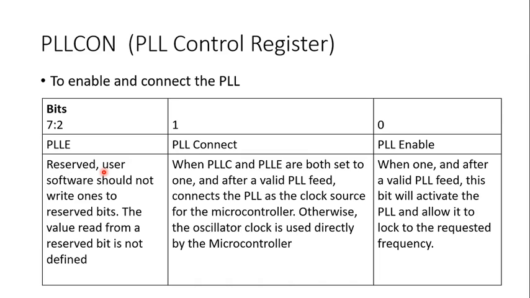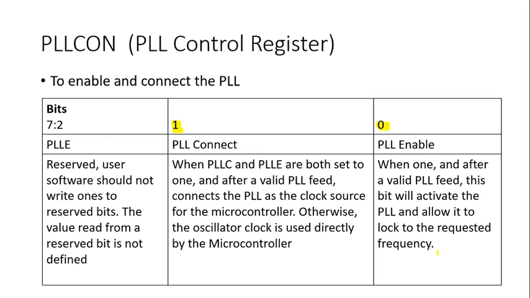Okay. So the first one, the PLL control register. Basically we are interested in two things. One is PLL enable, PLLE, and the second is PLL connect, that is PLLC. Okay, these are reserved. PLL enable: when it is one, after a valid PLL feed, this bit will activate the PLL and allow it to lock to the requested frequency.